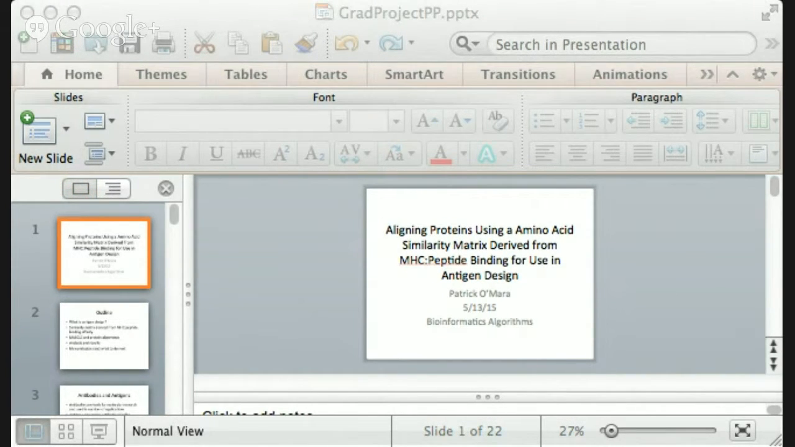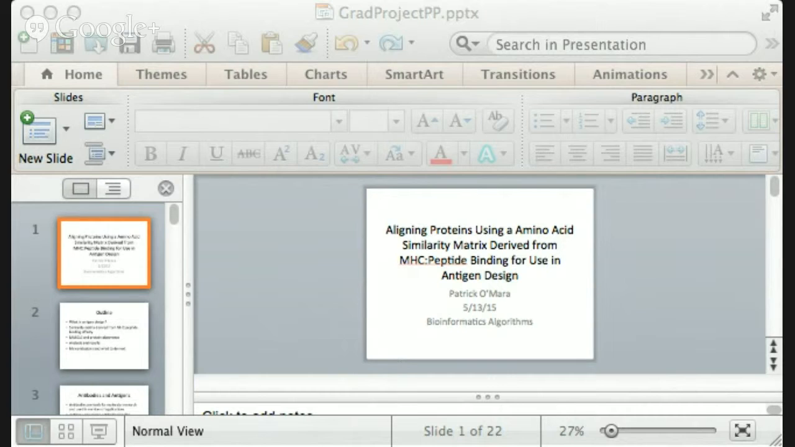Basically, my project was aligning proteins using an amino acid similarity matrix derived from MHC peptide binding for use in antigen design. I'll get right into it and explain exactly what my project was all about.